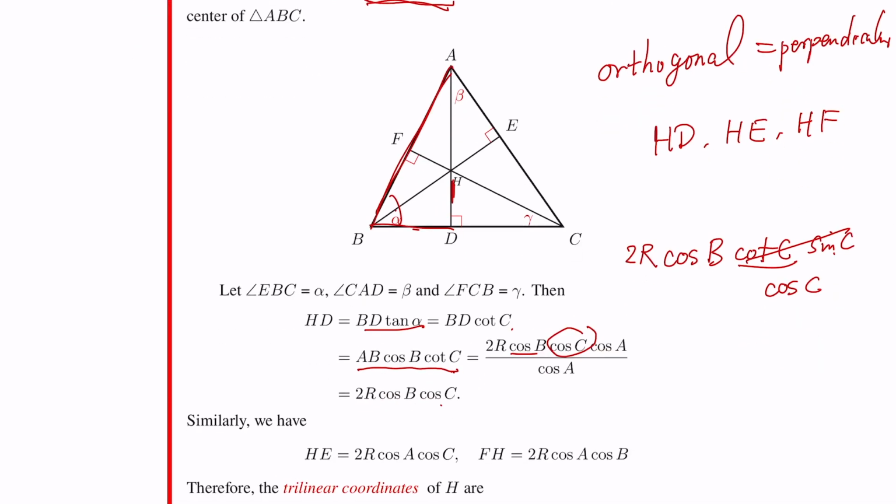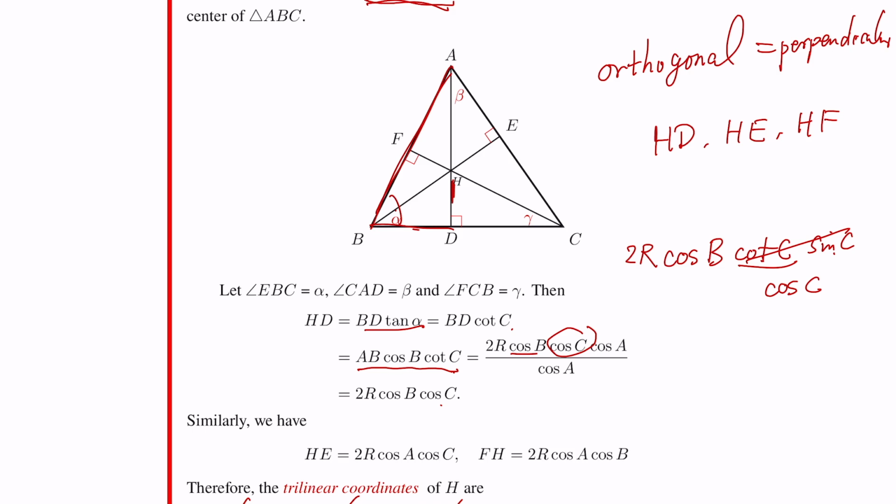So similarly, we would have HE to be 2R cosine A cosine C and HF to be the other way around. So one way to write the trilinear coordinate system of H would be like this. And you can cancel R as usual. But this is still not in its simplest form. So how to further simplify this expression? I can divide this coordinate by cosine A, cosine B, cosine C.